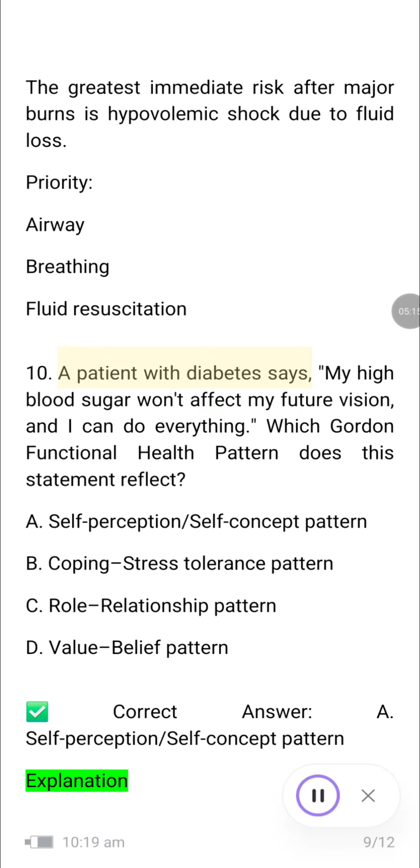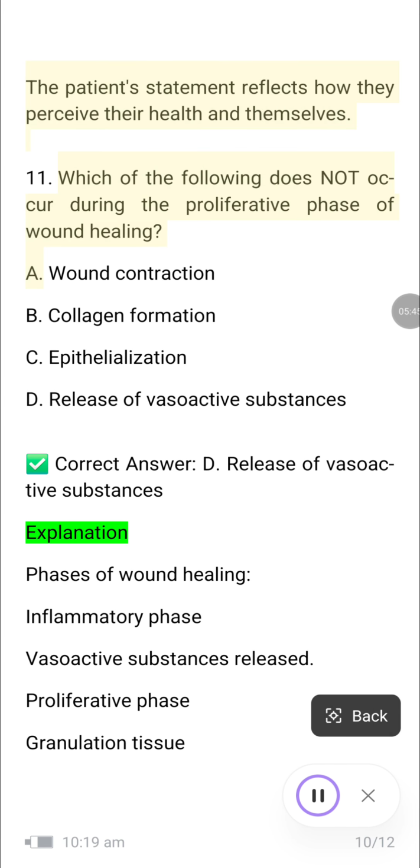A patient with diabetes says, "My high blood sugar won't affect my future vision. And I can do everything." Which Gordon functional health pattern does this statement reflect? A. Self-perception, self-concept pattern. B. Coping stress tolerance pattern. C. Role relationship pattern. D. Value belief pattern. Check mark correct answer. A. Self-perception, self-concept pattern. Explanation. The patient's statement reflects how they perceive their health and themselves.